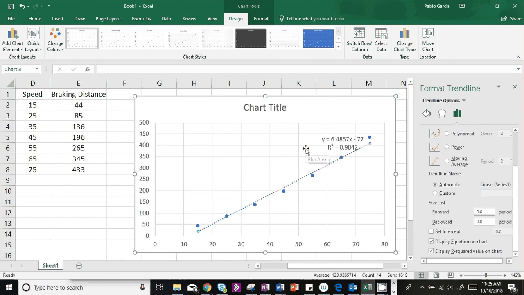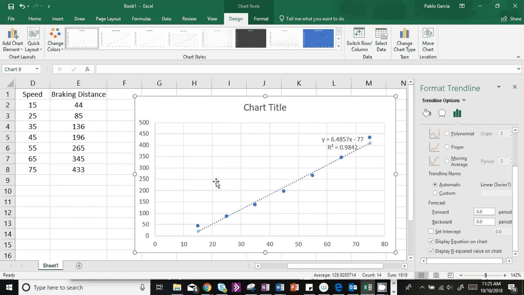And if we wanted to find the correlation coefficient, then we would just simply take the square root of R squared, and I happen to have a calculator here, and if I do that, I get 0.992, which is almost 1, right? So it's a very, very high correlation coefficient, and that tells us the strength and direction of the linear association between speed of car and braking distance.